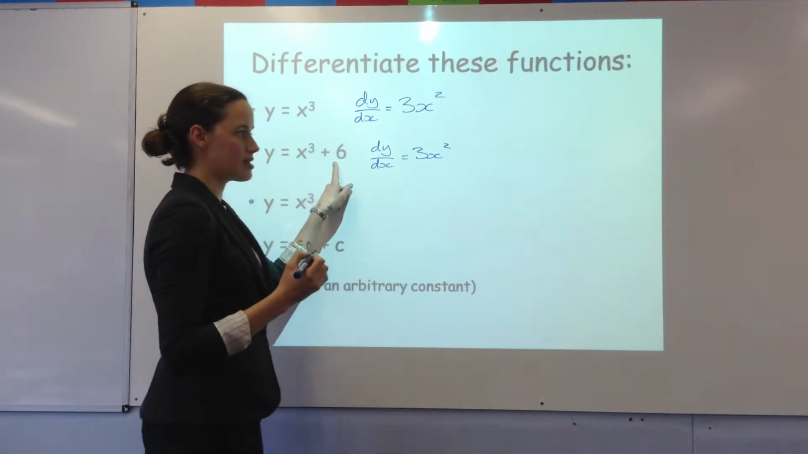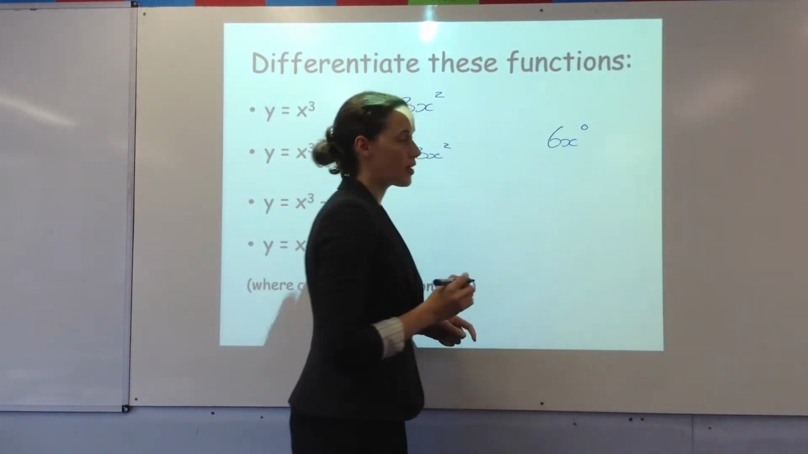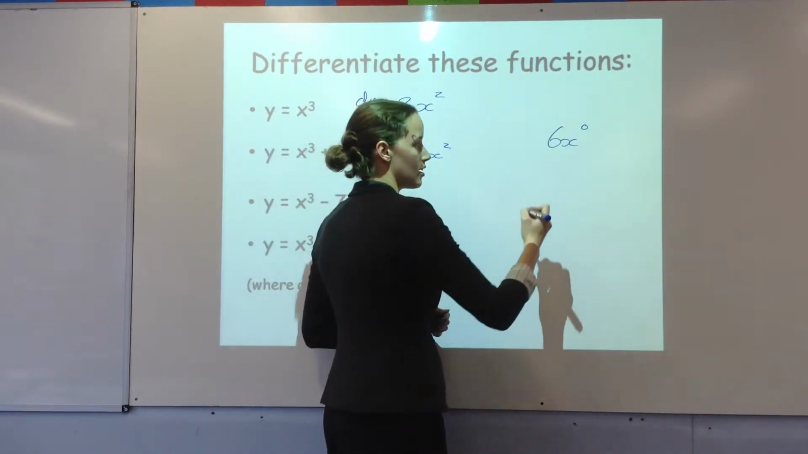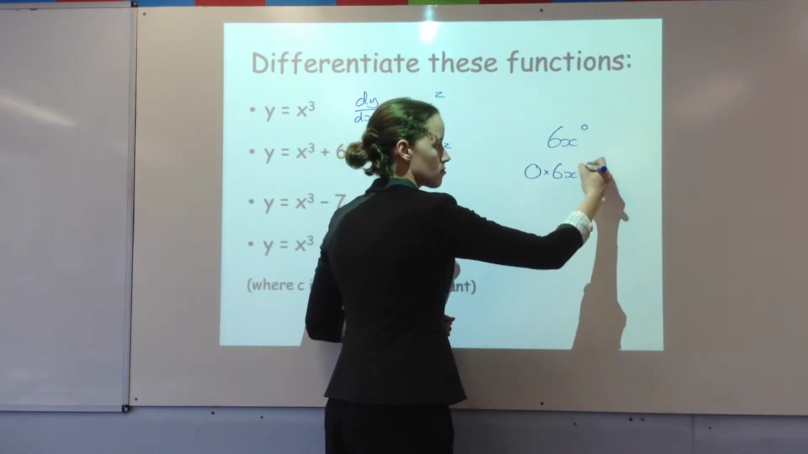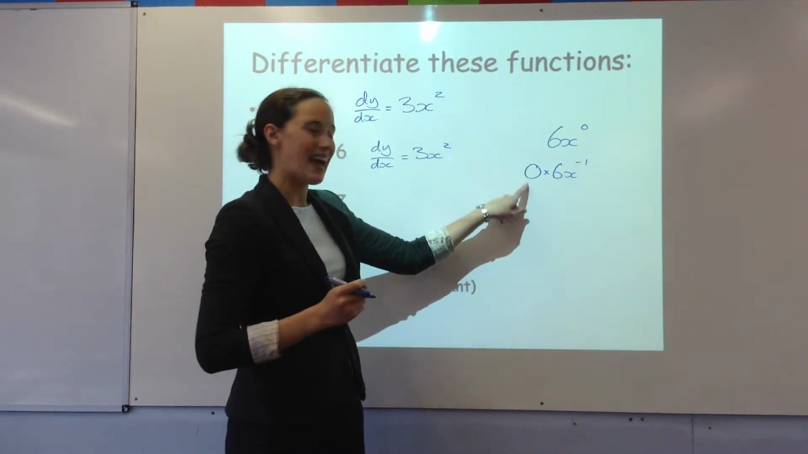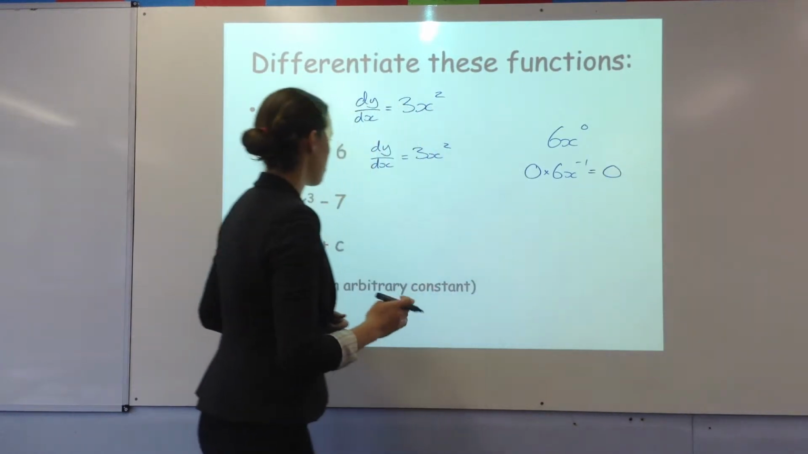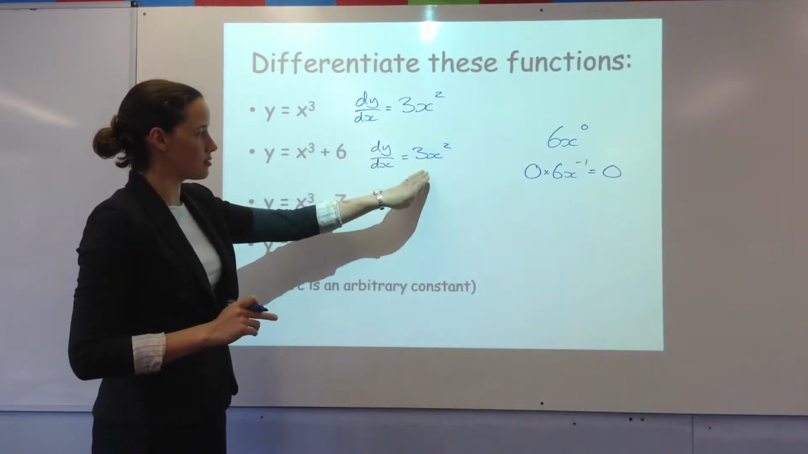And if we have a look at that 6, we could actually write that as 6x to the power of 0, x to the power of 0 just being 1. And when we differentiate that, we bring the 0 down to the front and reduce the power by 1. But anything multiplied by 0 is equal to 0. So when we differentiate that 6, it disappears. We don't have it anymore. So we've got the same thing.